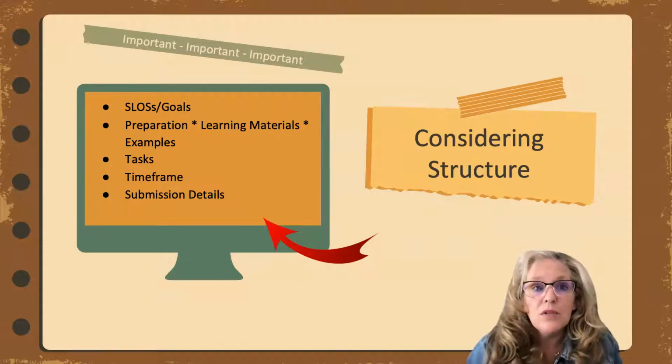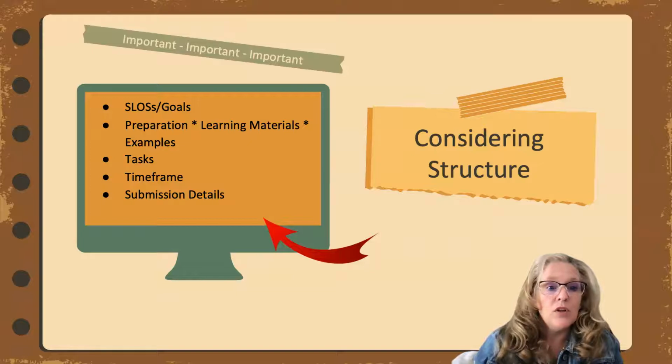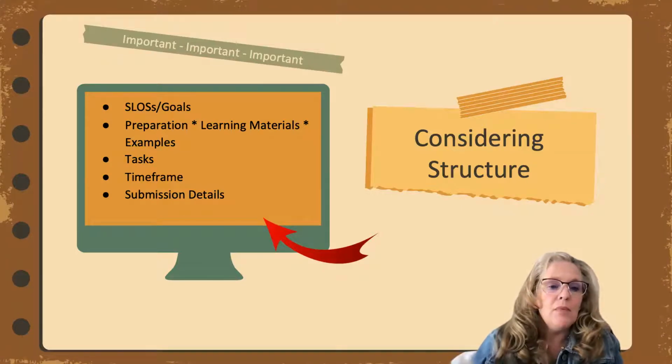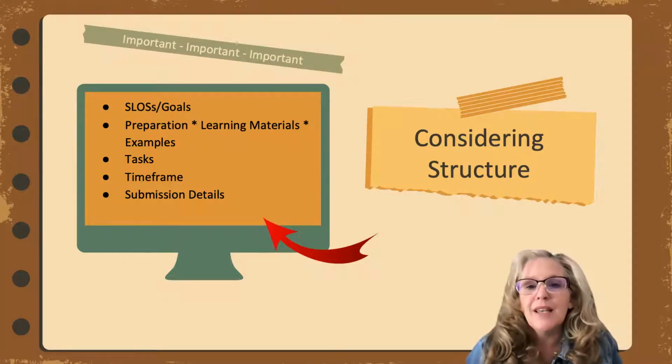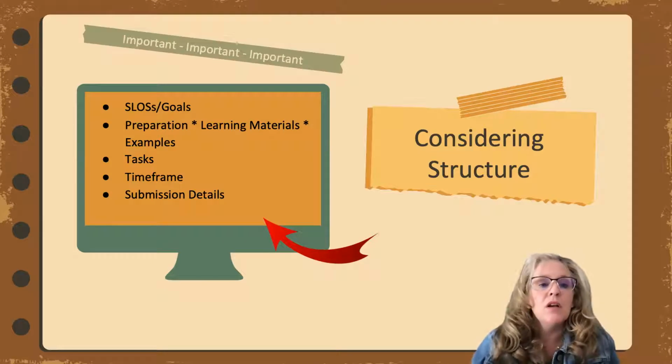They are guideposts that help students know what they're aiming for. And if you want more discrete goals to include, I always encourage teachers to include those as well. Preparation, learning materials, and any examples that may be helpful for students, include those too. Students like to see what it is they're aiming for, what it's supposed to look like, and giving them small examples is extremely helpful.